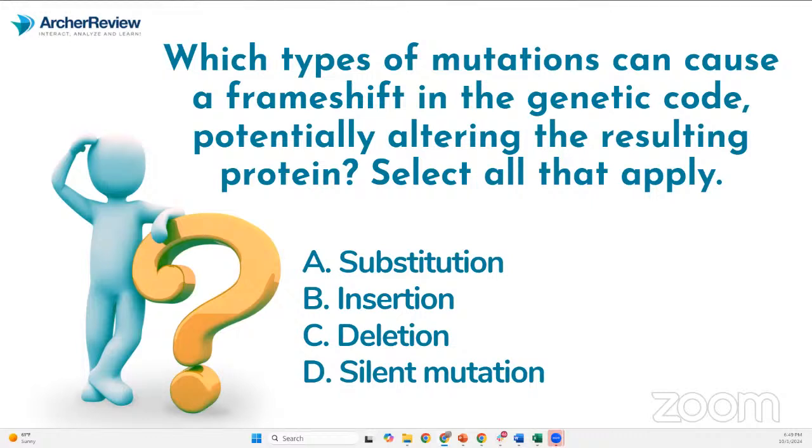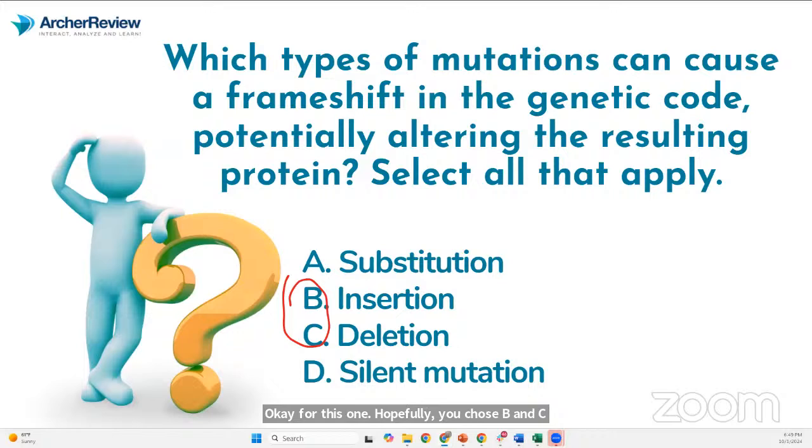Okay, for this one, hopefully you chose B and C, insertion and deletion. Those are the ones that are either inputting a part of DNA where it doesn't belong or taking out a part of DNA where it did belong. And it changes then how the tRNA is lining up with amino acids all the way down. That's called a frame shift. It changes the genetic code all the way after that, and that can really alter the protein.